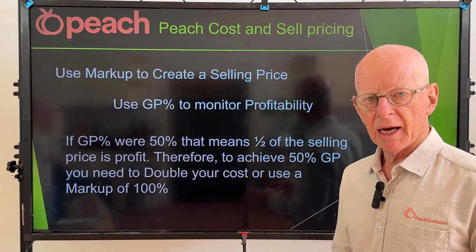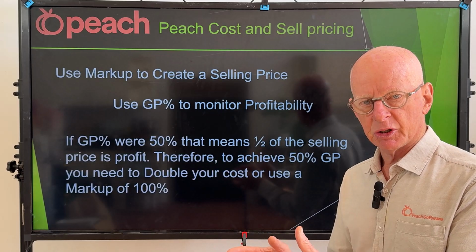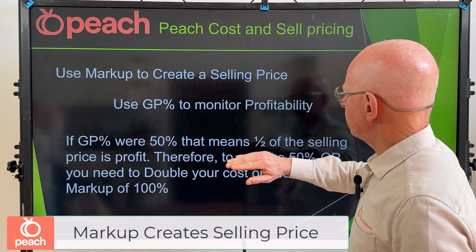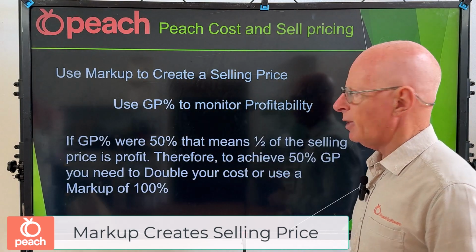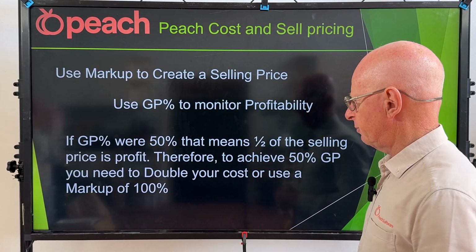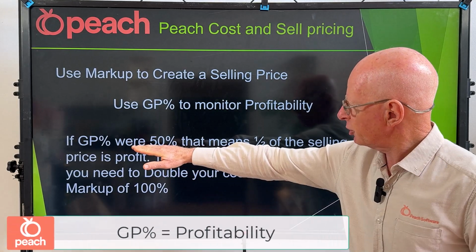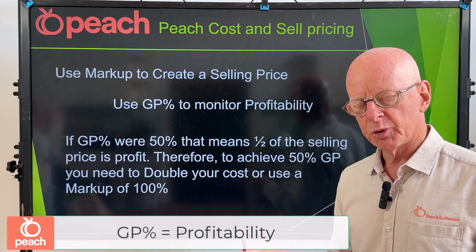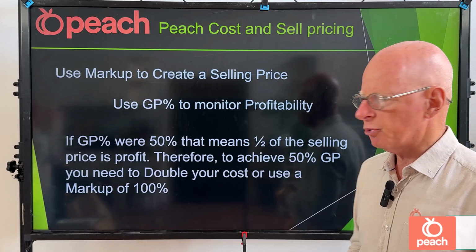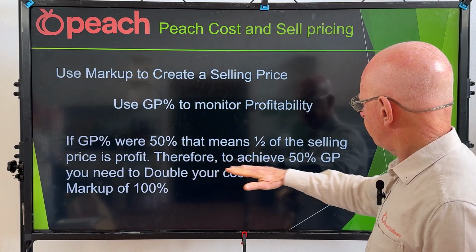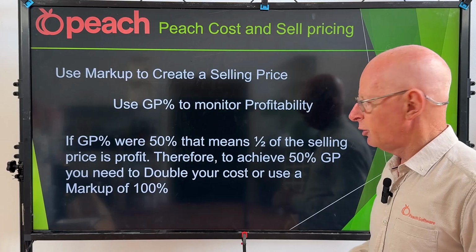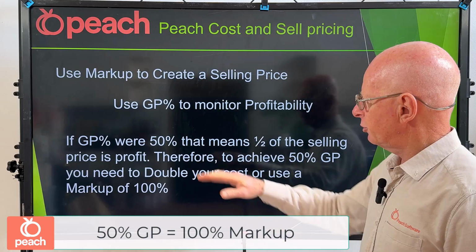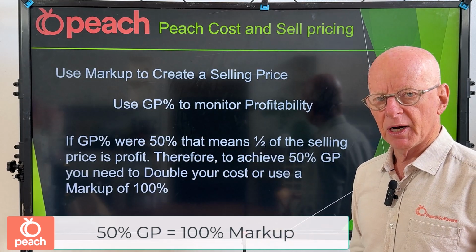That's how you calculate average cost. The reason we use markup is to actually generate the selling prices, but it's not the way we calculate the profit. So we use markup to create selling price. We use gross profit margin to monitor your profitability. If the GP percentage is 50%, that means half of what you've sold a product for is yours to keep. It's your profit. And therefore, to achieve a 50% GP, you need to double your cost. So you would need a 100% markup to achieve the 50% gross profit margin.